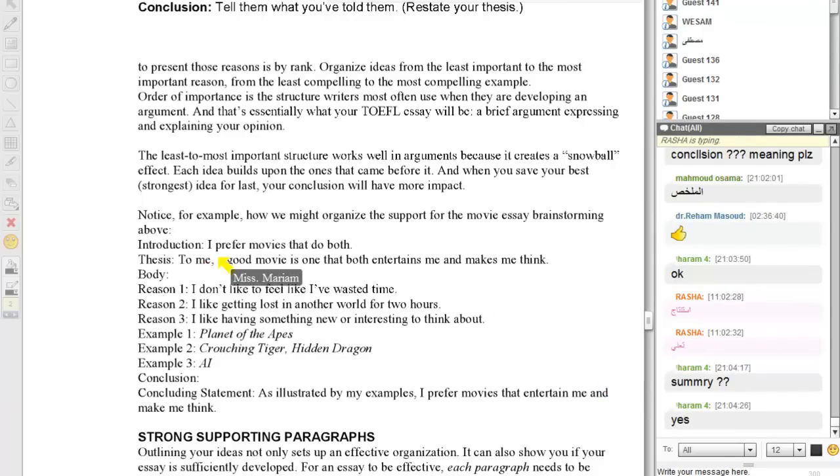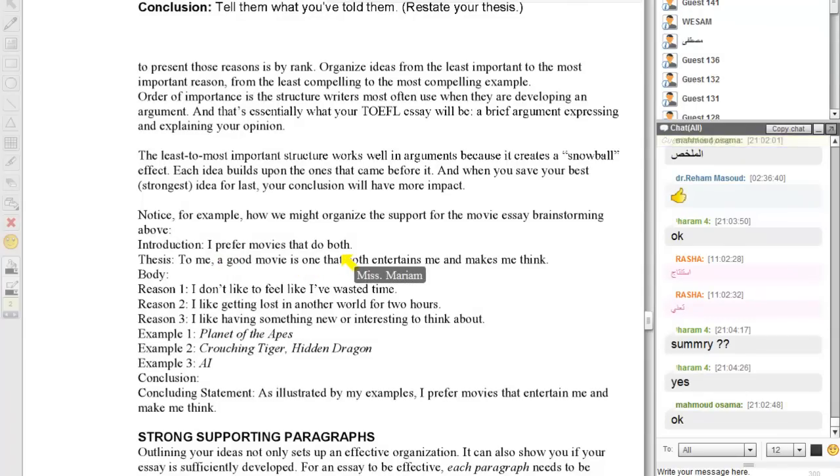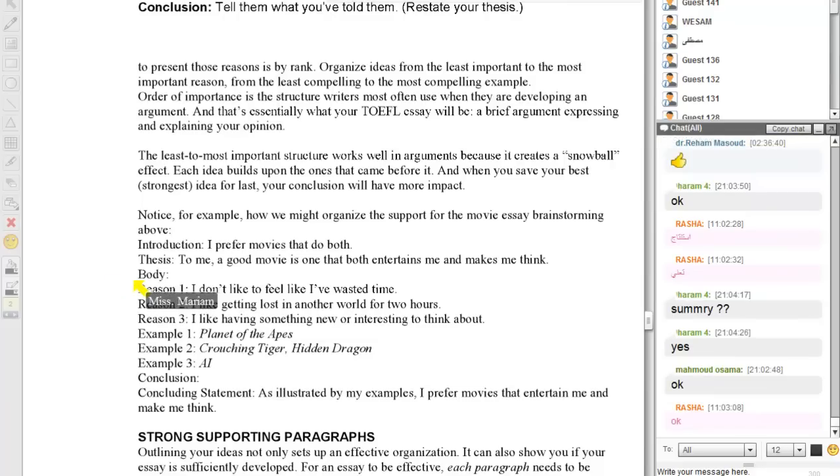Okay, let's proceed. I prefer movies that do both. To me, a good movie is one that both entertains and makes me think. This is the introduction. From here we are going to make an outline for the body of the essay.